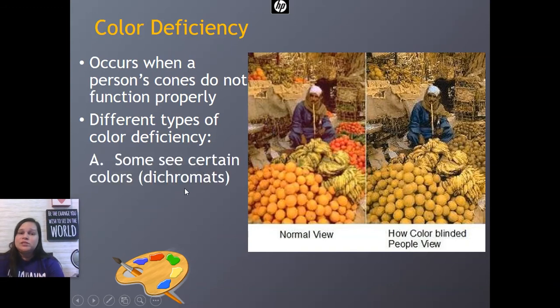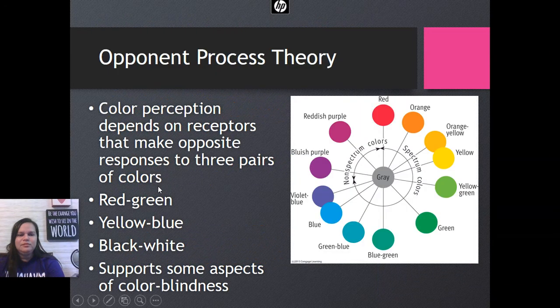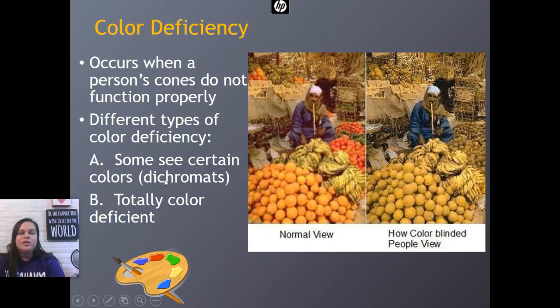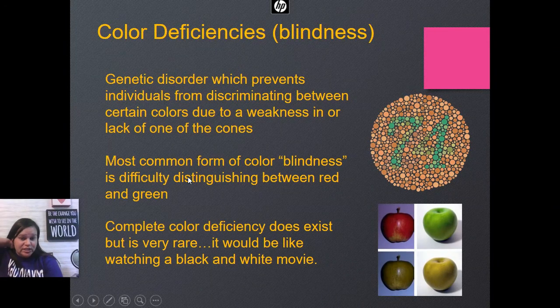And there's different types. Some people are dichromats, which means they can see some colors, but not all. And the most common type of that is where they can't distinguish between reds and blues. Or is it reds and greens? Let me see. I'm having a brain fart. Reds and greens, yes. Other type is totally color deficient, which is actually fairly rare. Some other things about color deficiency, it's genetic. The most common form of color blindness is where they can't distinguish between red and green.